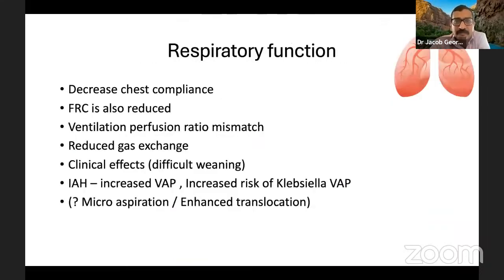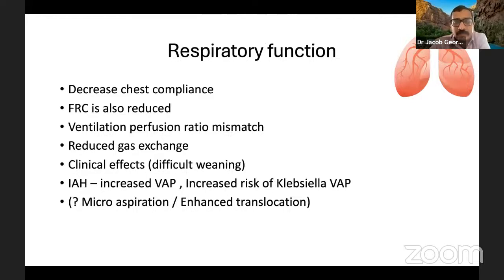The FRC is reduced significantly, and this causes a worsening of your ventilation perfusion mismatch. It causes reduced gas exchange, so your patient will have hypercapnia, hypoventilation, and hypoxia. So this usually results in difficulty in weaning. And as I told you, when you have increased capillary permeability, you can also have enhanced translocation of bacteria. Studies have shown that patients with intra-abdominal hypertension are at more risk for developing VAP, and that too Klebsiella VAP. It is probably because of either microaspiration or enhanced translocation from the gut.